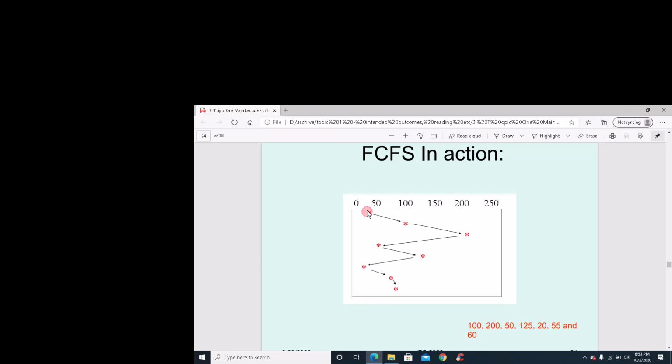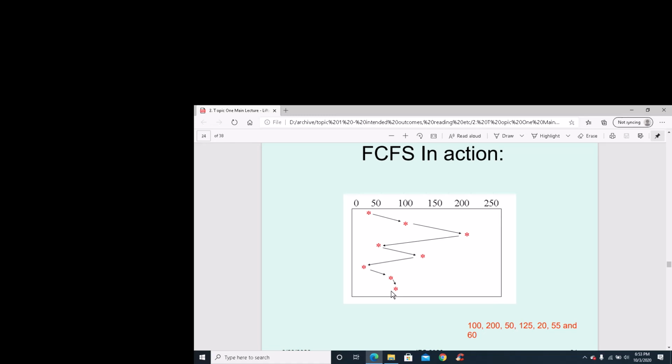So think of this as a map of the position of the read-write head. First it's 40, then 100, then 200, then 80, then 150. Sorry, 125 I think that is, or something. And so on and so on.